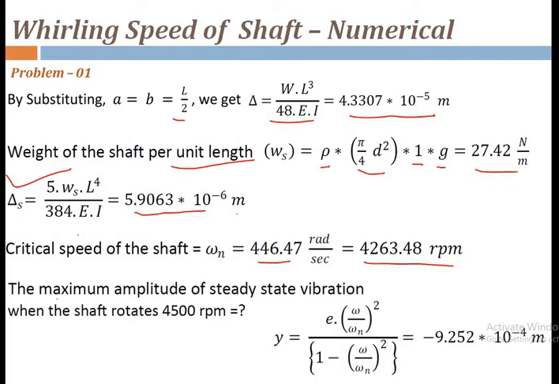Next question is maximum amplitude of steady state vibration when shaft is revolved at 4500 rpm. So deflection of the shaft can be calculated by this equation, where e is the eccentricity, omega is 4500 rpm, and if you substitute all values, finally we get deflection of the shaft is equal to minus 9.252 × 10^-4 meter. The negative sign shows that deflection is in reverse direction.